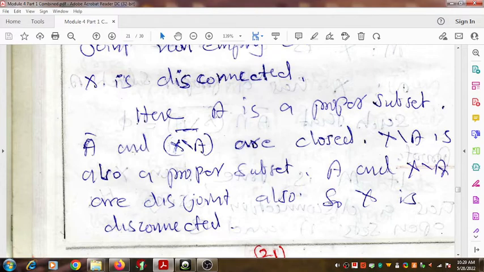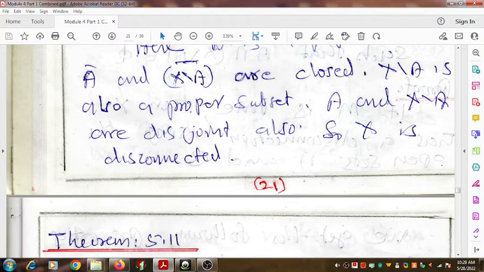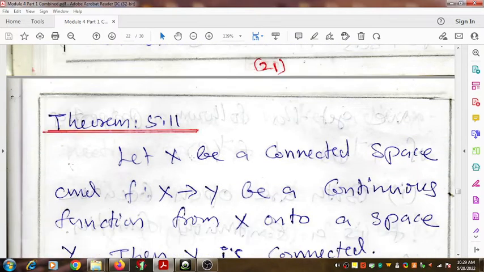Thus we get that closure A union closure of X minus A equals X, and it is given that closure of A intersection closure of X minus A is empty. A is a proper subset, so X minus A is also a proper subset. Therefore closure of A and closure of X minus A both are proper subsets. Moreover, their union equals X. Thus, using this statement, the topological space X is now disconnected.